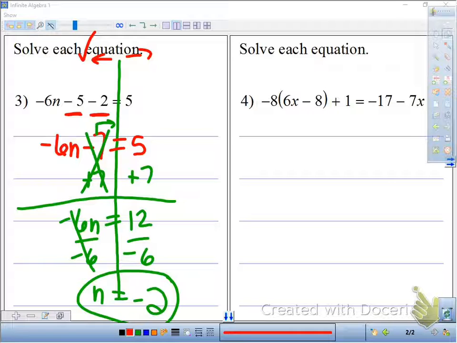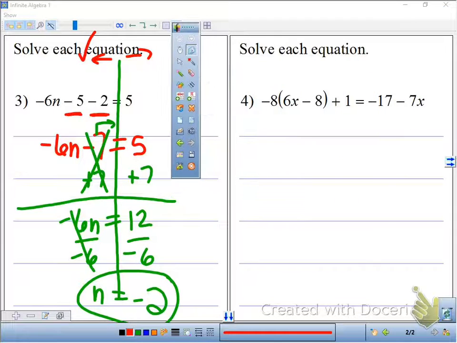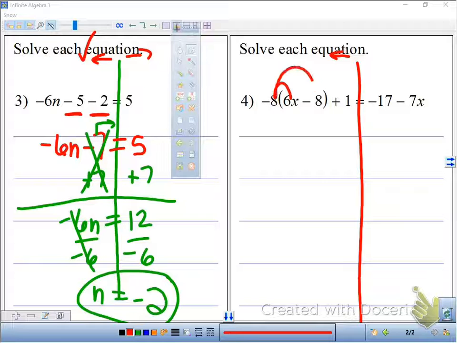Okay, last one here. This is the biggest one that we have. We just follow the process. So left side: distribute, combine like terms. So distribute first. Now notice this 1 is not inside the parenthesis, so I'm not going to multiply that 1 by the negative 8. So negative 8 times 6x, that's negative 48x. Negative 8 times negative 8 is positive 64. And then I drop down the 1, plus 1.